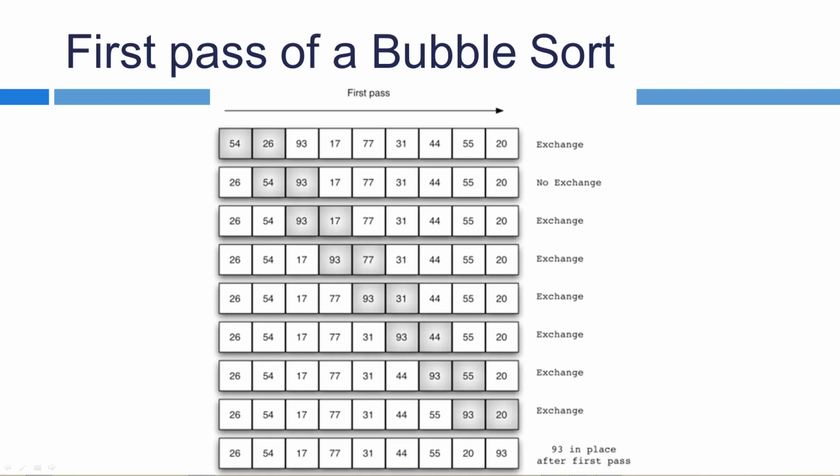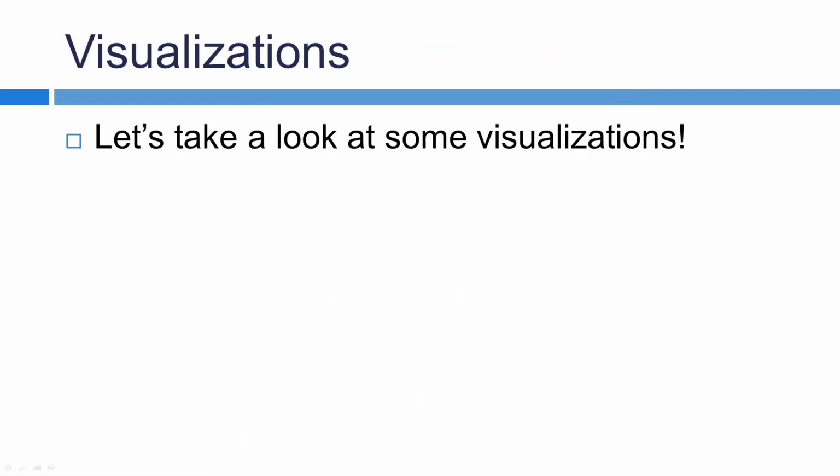At the start of the second pass, the largest value is now in place. There are n minus 1 items left to sort, meaning that there will be n minus 2 pairs. Since each pass places the next largest value in place, the total number of passes necessary will be n minus 1. After completing the n minus 1 passes, the smallest item must be in the correct position with no further processing required. Alright, now let's check out some visualizations.